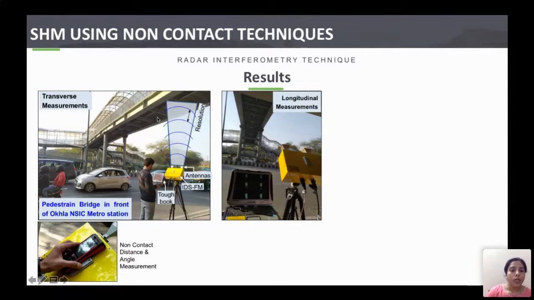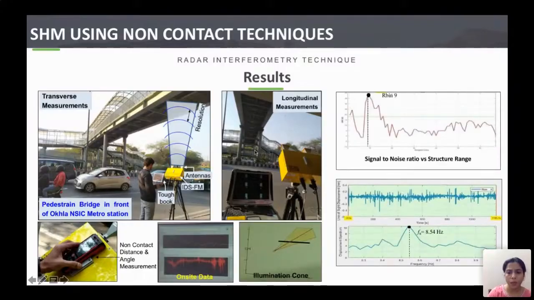This technique is based on radar interferometry. So we kept the equipment. It is a non-contact type technique. As you can see, we did not restrict the vehicle movement. And we kept the equipment in 2 locations: first to do the transverse measurements, and then to do the longitudinal measurements. These are some of the typical results.